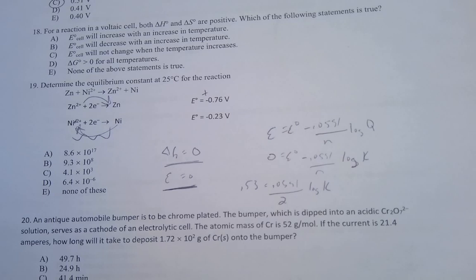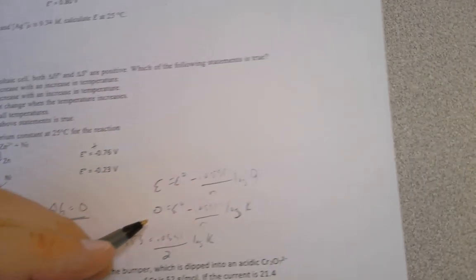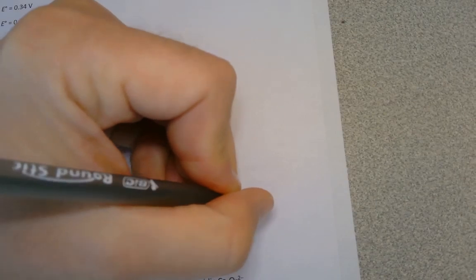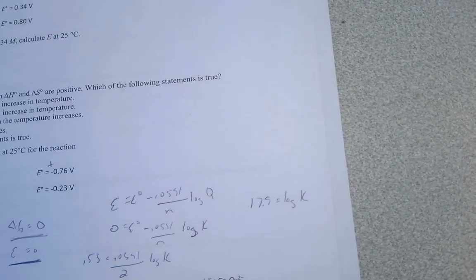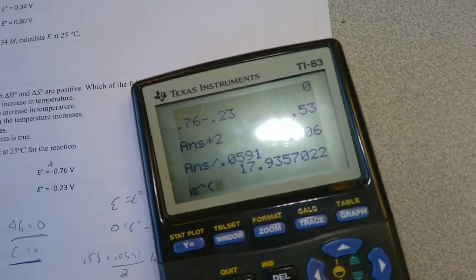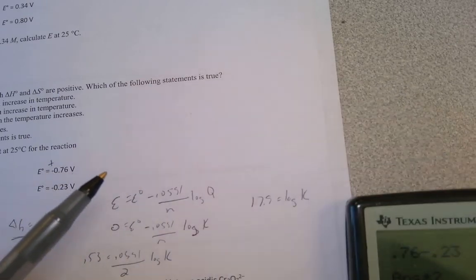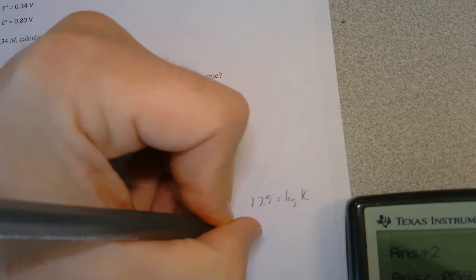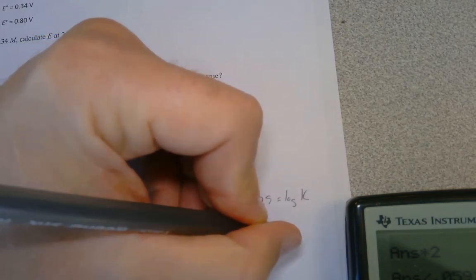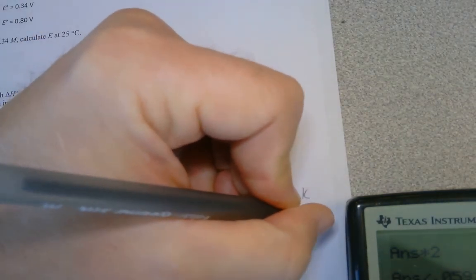So then we just do 0.53 times 2 divided by 0.0591. And so we work from there over to here. So we have 17.9 equals log of K. To get rid of the logs on both sides, we do inverse log, right? 10 to the 17.9. So K equals 7.94 times 10 to the 17th.